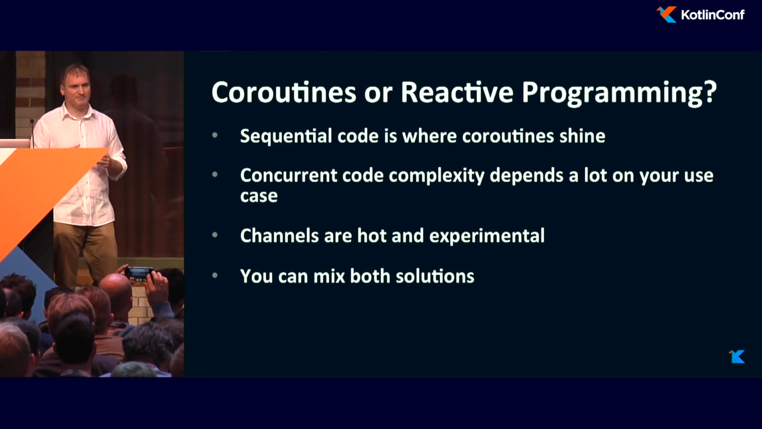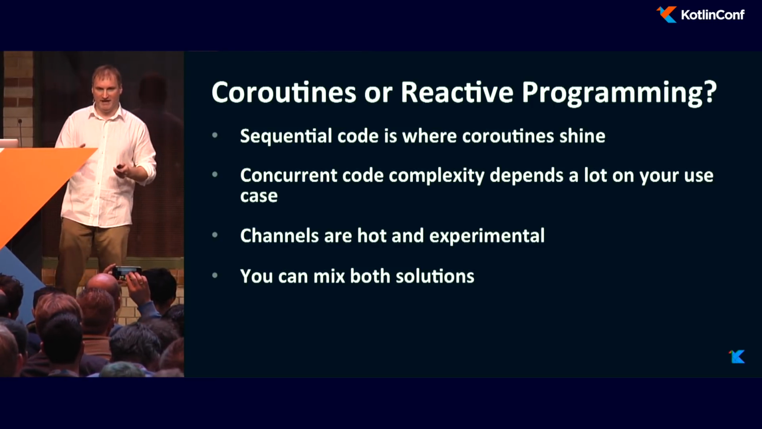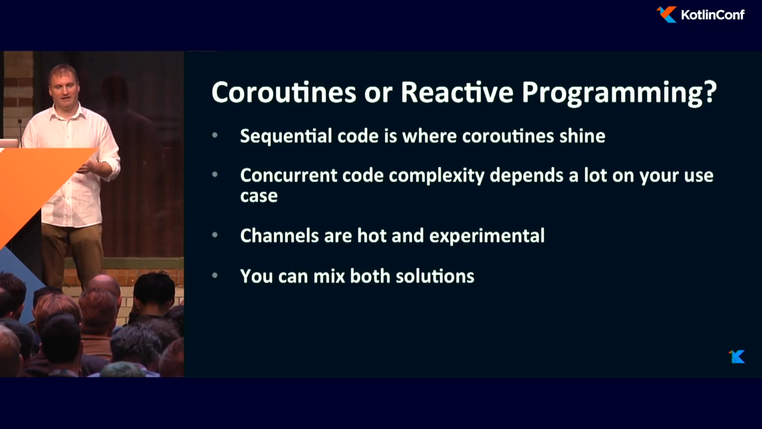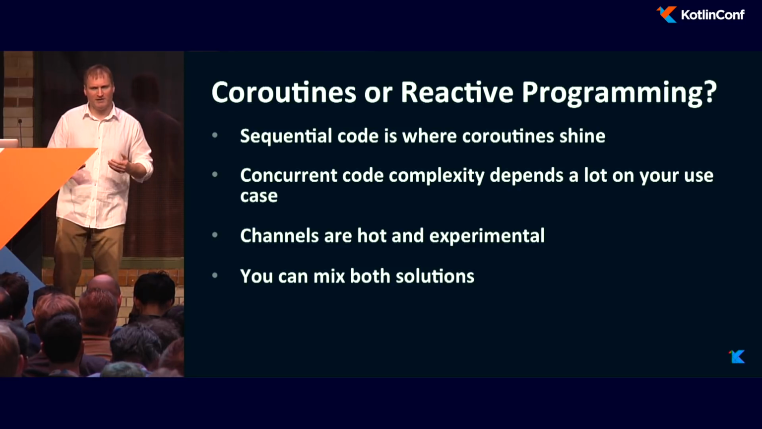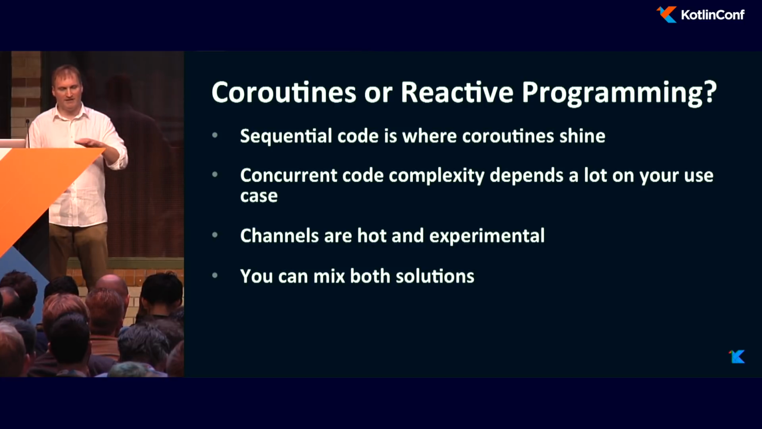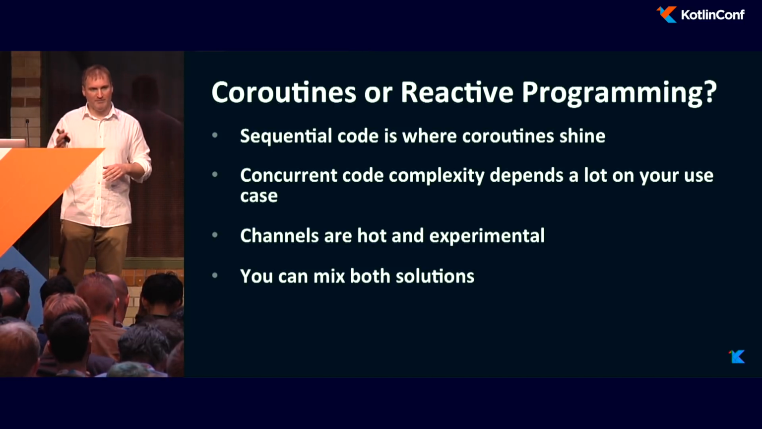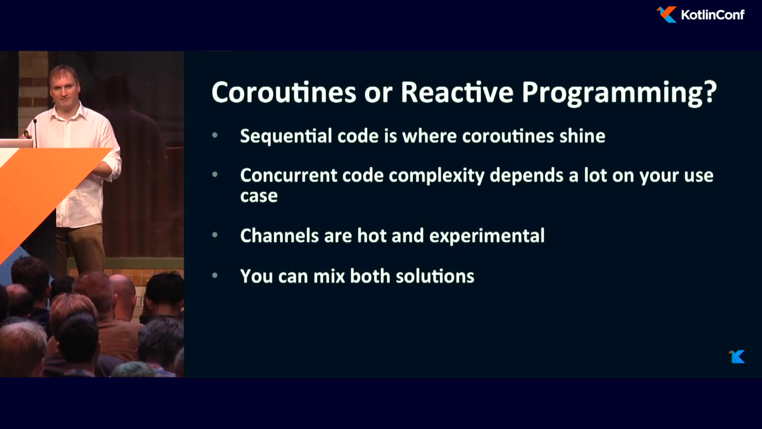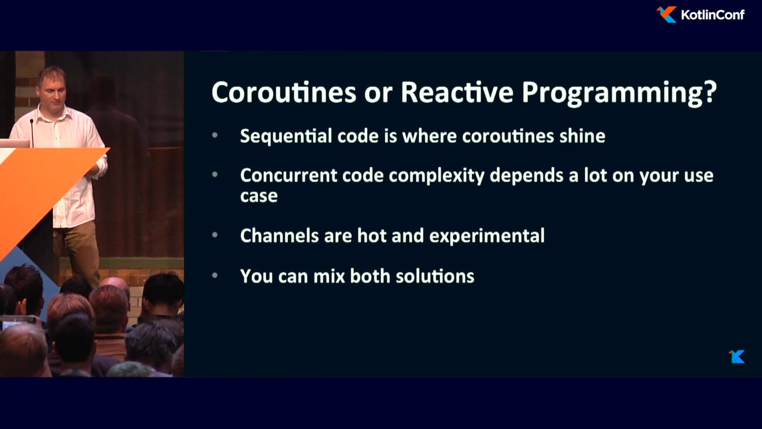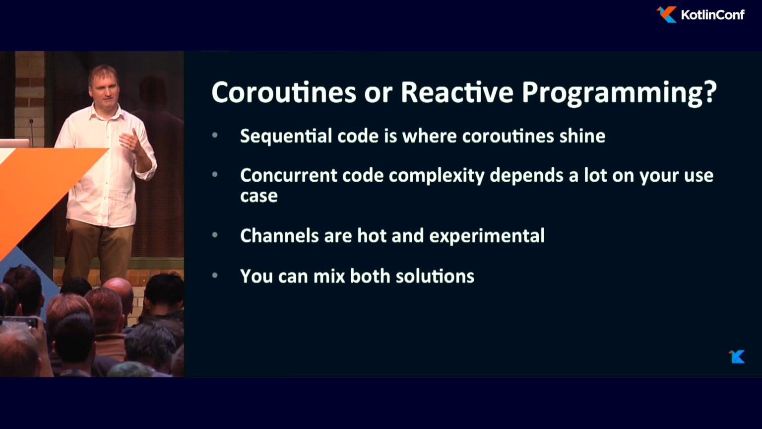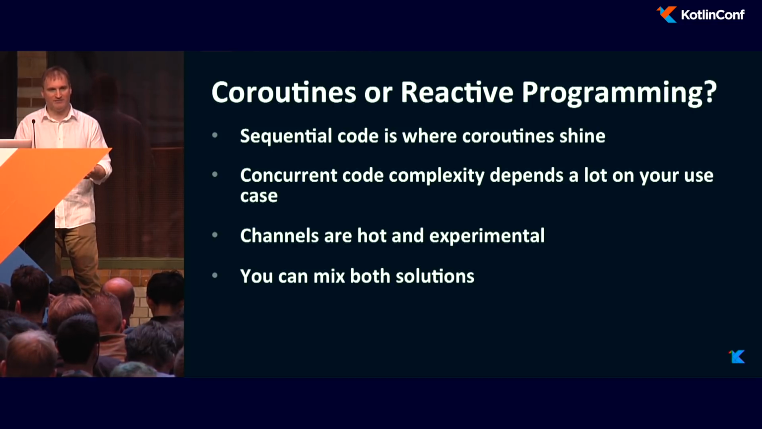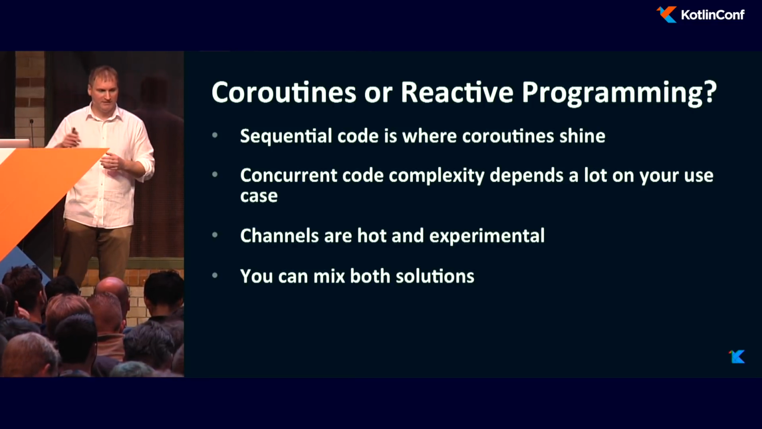There's no specific answer to that. It always depends on the use case you have. Clearly in sequential code, coroutines will shine because they were designed for sequential code. If you have a few functions you have to call one after the other, then obviously it's easier to read and write with coroutines. For concurrent code, it only depends on what use case you have. Sometimes it's easier with reactive programming, sometimes it's easier with coroutines.